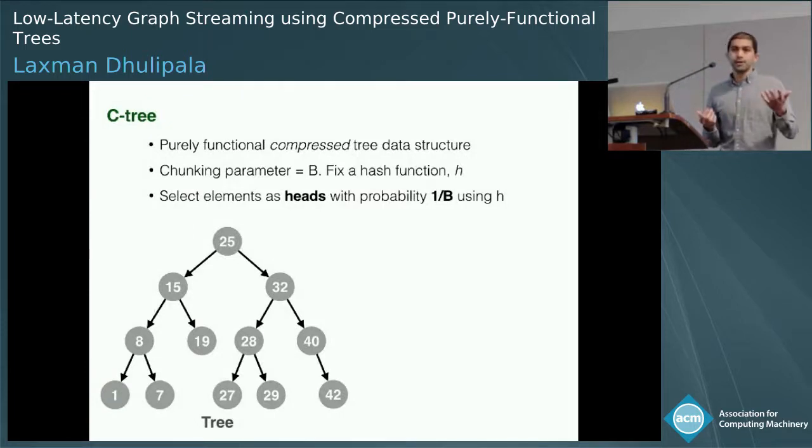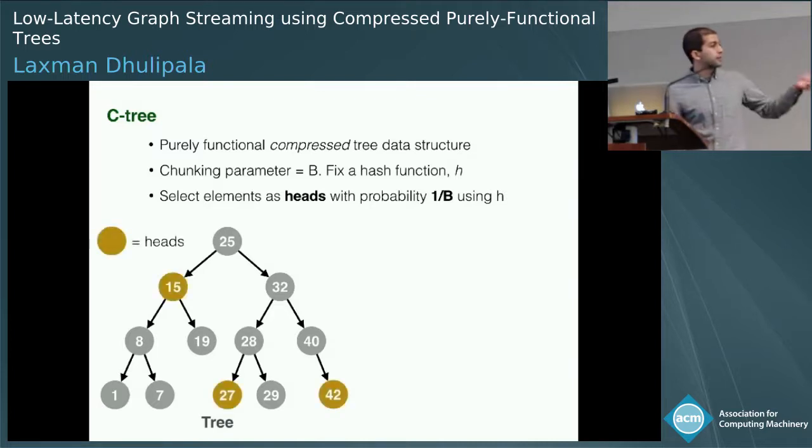So the data structure takes as input a chunking parameter b, and at the start of the system, we fix a hash function h. And the idea is to subsample a subset of the elements to be heads, with probability 1 over b under this hash function. So given a purely functional tree like you see here, we subsample a set of them to be heads with probability 1 over b. Those are the yellow elements marked here.